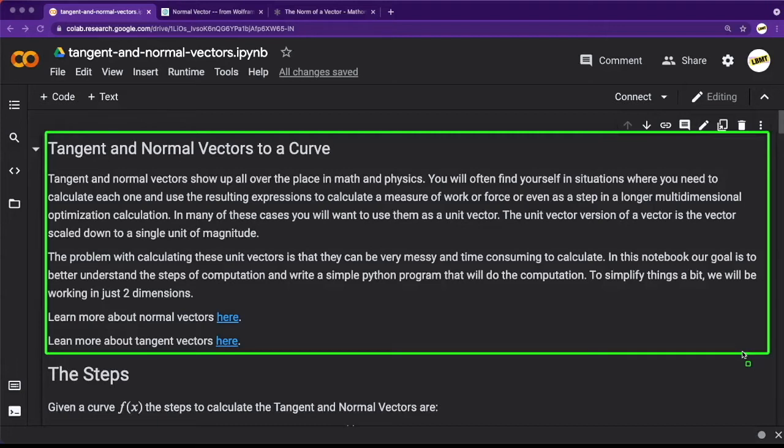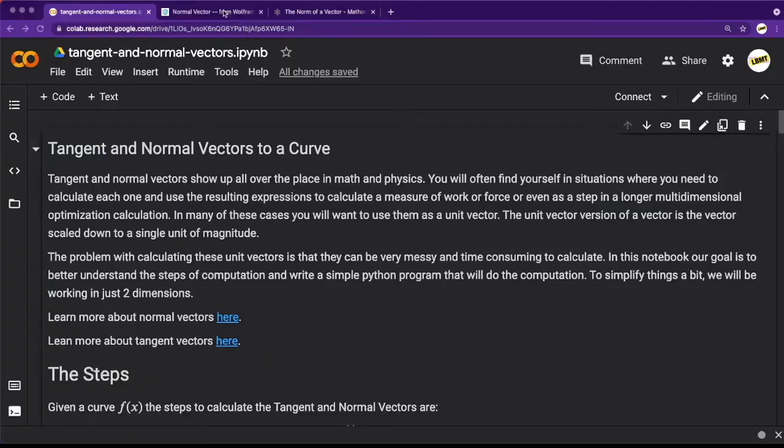By unit vector version, we mean the vector that's scaled down to a single unit of magnitude. The problem with calculating these unit vectors is that they can be very messy and time-consuming. Our goal in this notebook is to better understand the steps of the computation, and then to write a simple Python program that will do that computation for you. To simplify things, we're going to work in 2 dimensions instead of 3. So let's talk about what we mean by that.